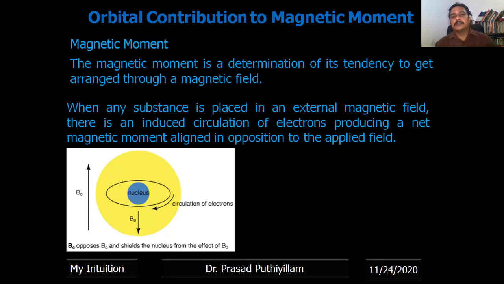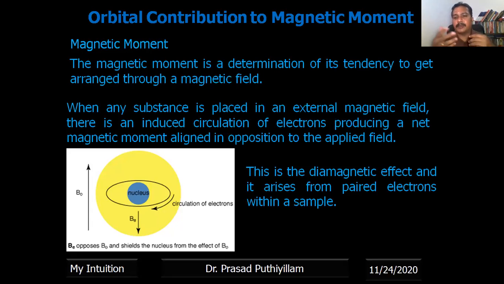If an external field is applied to any substance, there will be an induced circulation of electrons. When a magnetic field is introduced to a substance, the electrons present, through their spin and orbital movement, create a magnetic field that opposes it. Such cases we call diamagnetic. That means there are no unpaired electrons; all electrons are paired up.